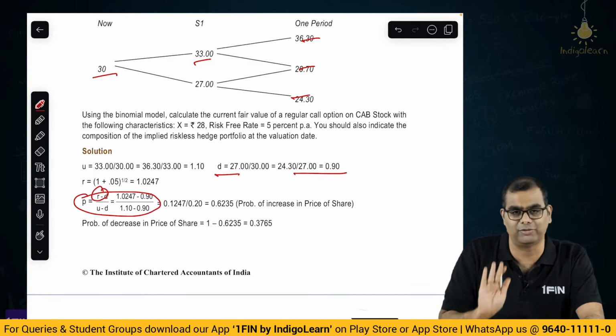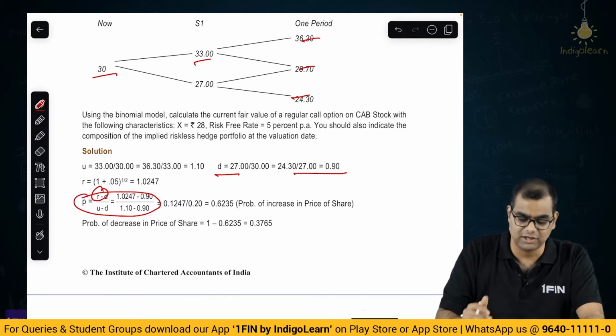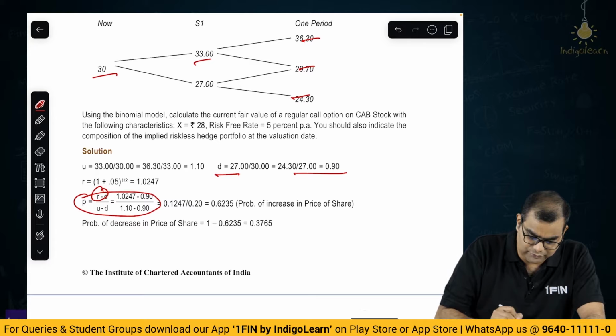Okay, so it is a part. If anybody has solved it as P equals (R minus D) by (U minus D), they should get marks. They should get marks. Okay, so coming back. First we look at only binomial, as I discussed. And please also note in this particular question, they have said use the binomial model to calculate the fair value of the option with the following characteristics.